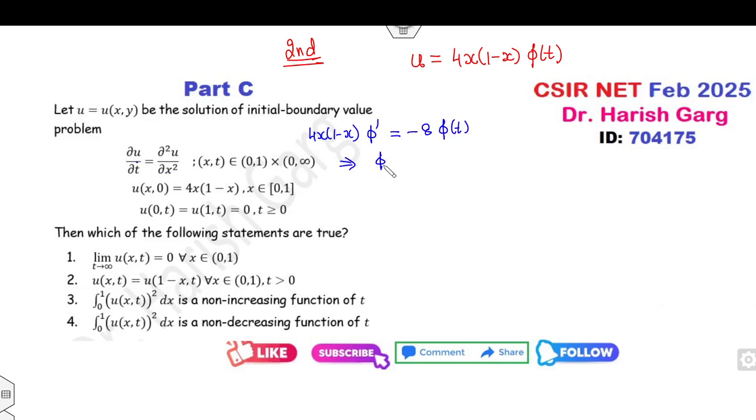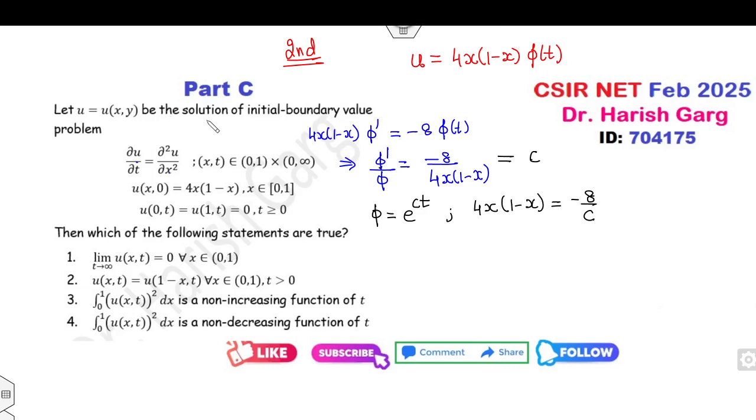So मैं इसको क्या लिख सकता हूं? Phi dash over phi, which is minus 8 over 4x(1 minus x). Now you can see on the left hand side is a function of the t, right hand side is a function of the x. Both are equal only when it is a constant. Fine. Now once it's a constant, now you can find the solution from the first and second case. You can see it is e raised to power ct, and from the second case you can see the value of the 4x(1 minus x) is minus 8 over c.